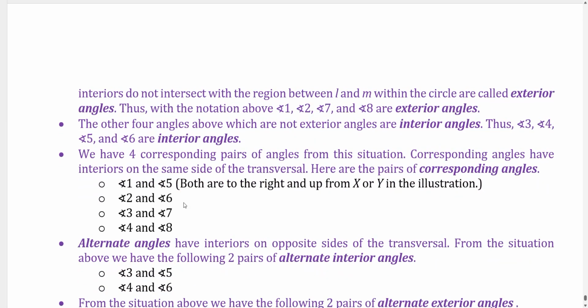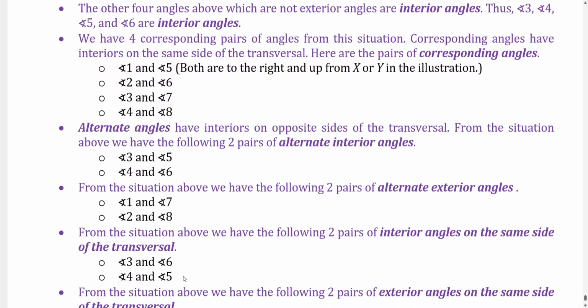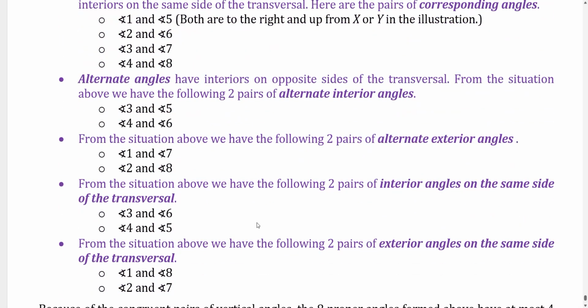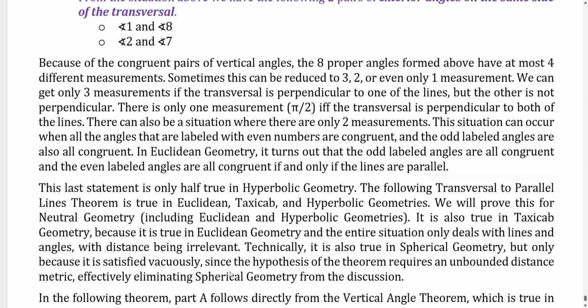So here in the notes, I've written down which pairs are corresponding pairs, which ones are interior, which ones are exterior, which ones are alternate interiors, alternate exteriors, interior angles on the same side of the transversal, exterior angles on the same side of the transversal, and so forth. Okay, so let's look at what we got. Because of the congruent pairs of vertical angles, the eight angles formed have at most 4 different measurements. Sometimes this can be reduced to 3, 2, or even only 1 measurement.